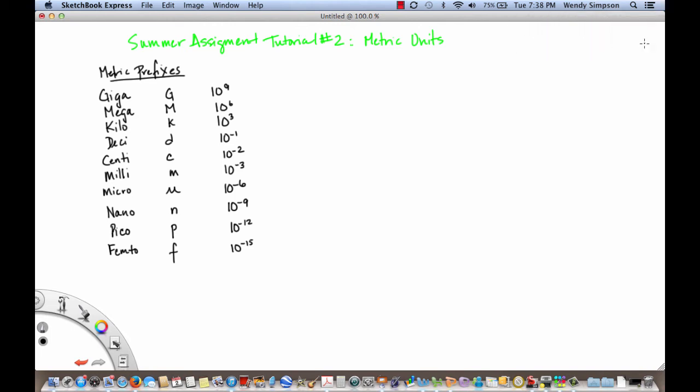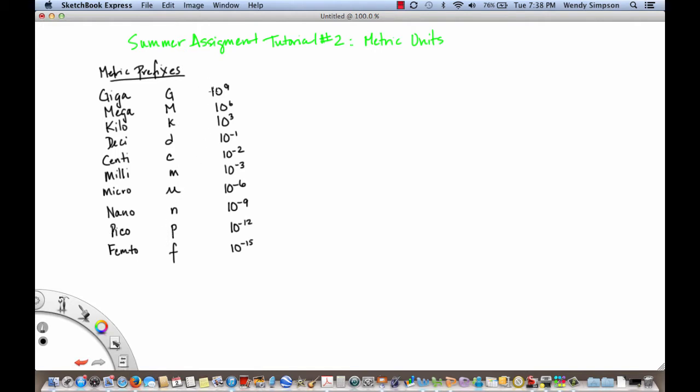Welcome to the second summer assignment tutorial on metric units. Here I've drawn a chart on metric prefixes. This is right out of your textbook in chapter 1. And really, if you apply yourself here, you should be able to recreate this chart from memory, from giga all the way down to femto.